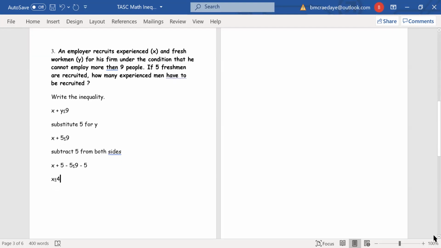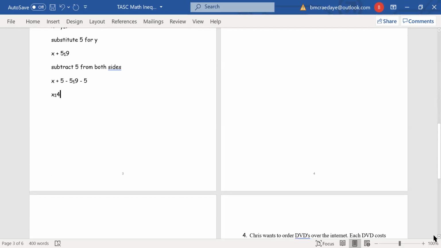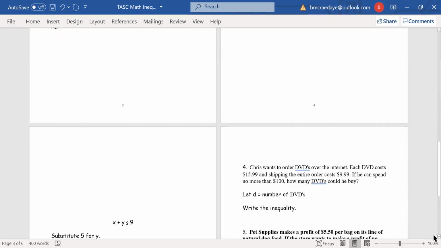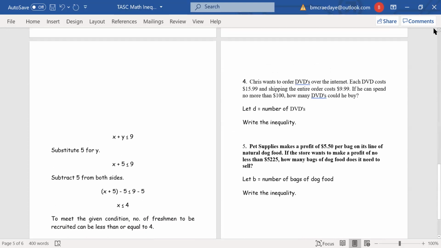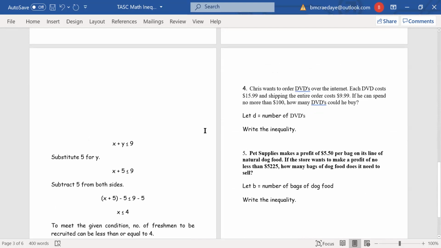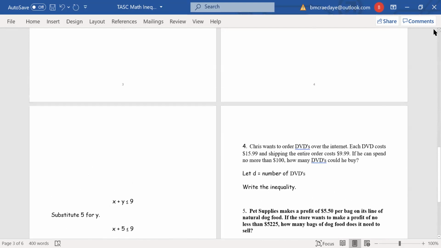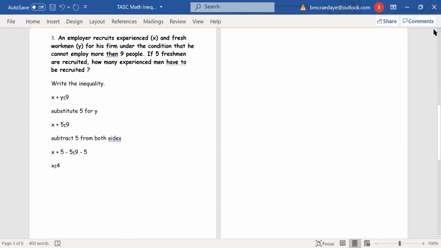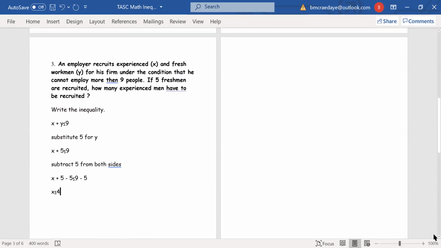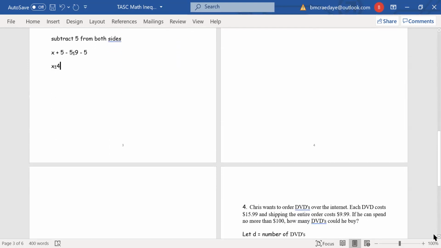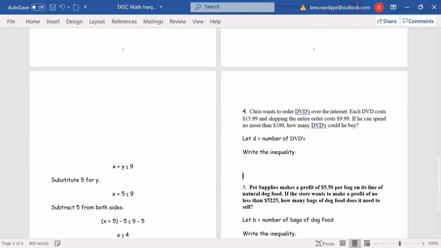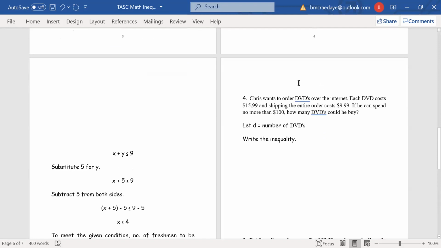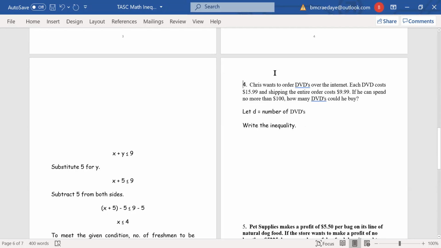All right. Let's look at another word problem. We want to translate it to the inequality. We want to try this one. Let's go to number 4. Here is number 4. Can you see it, Chris? Maureen, read number 4.